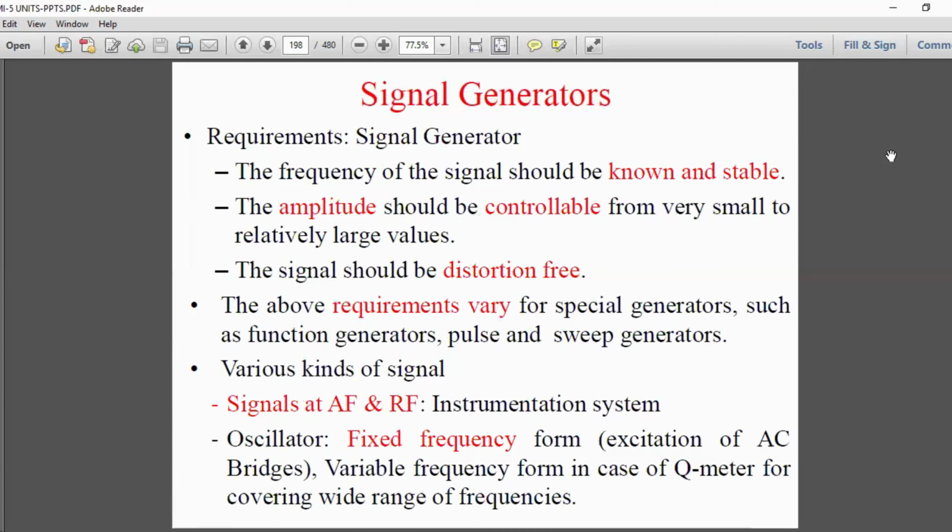So the requirements which we have already said: the frequency of the signal should be known and stable, the amplitude should be controllable from very small to relatively large values, and the signal should be distortion free. It may be varied for the function generators, pulse, and sweep generators. And it has various kinds of signals, like signals at AF and RF instrumentation systems.